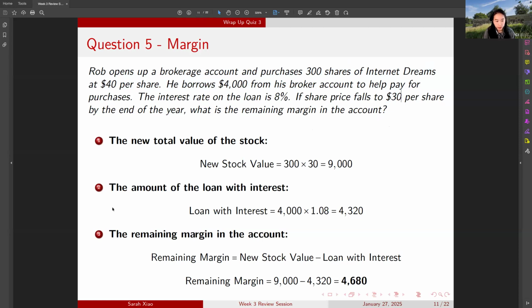Next, we compute the amount of the loan with interest. The investor borrows 4,000, which we multiply by 1.08. We get the loan with interest, which is $4,320. The remaining margin in the account is equal to the value of the new stock minus the loan with interest. Plugging those two numbers in, we get the final answer of $4,680.